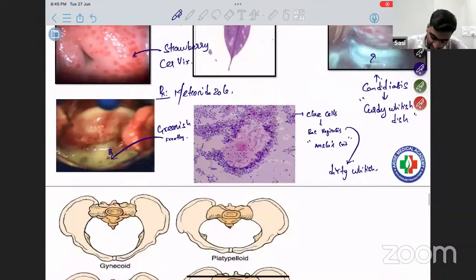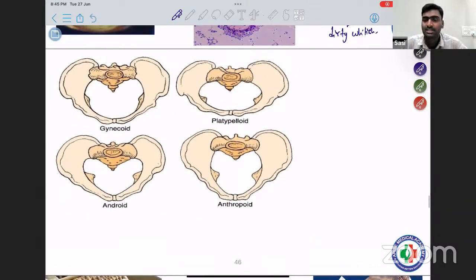Fine. Next one, we'll move on to the types of pelvis. Last time it was tested, so there is a high probability that related images might be tested. What is the most common type of pelvis you know? Answer in the chat box. Yeah, fine. We know the most common type of pelvis is the gynecoid pelvis.